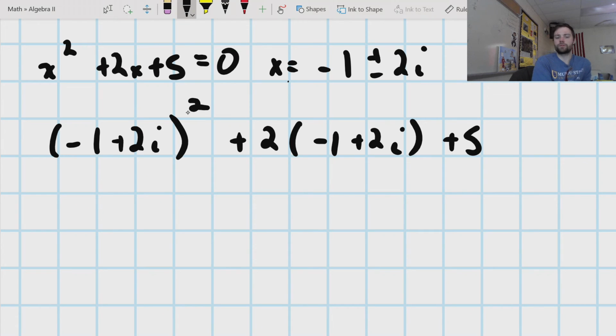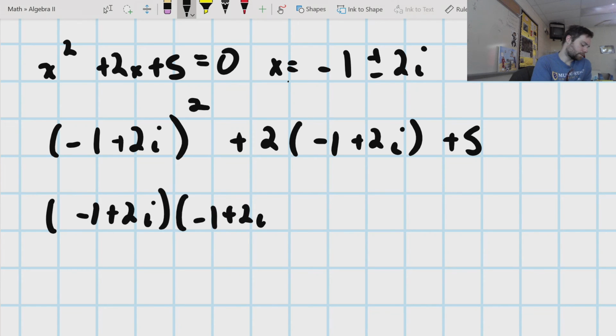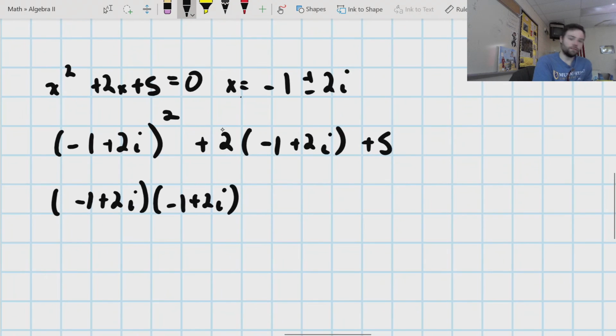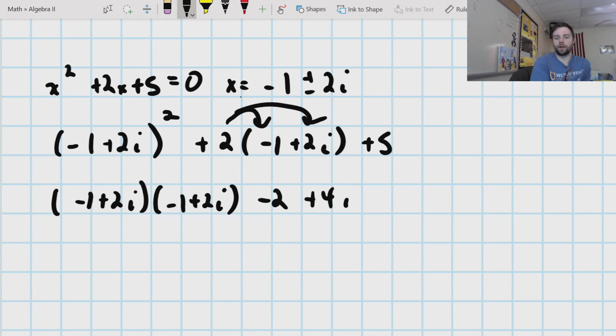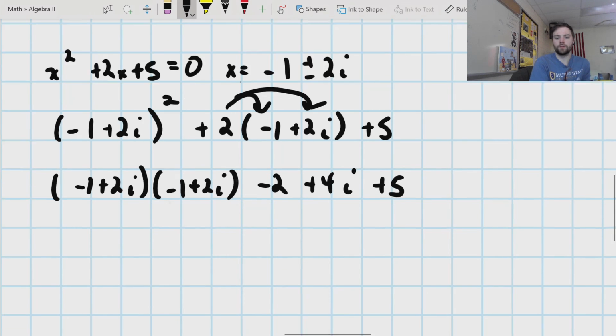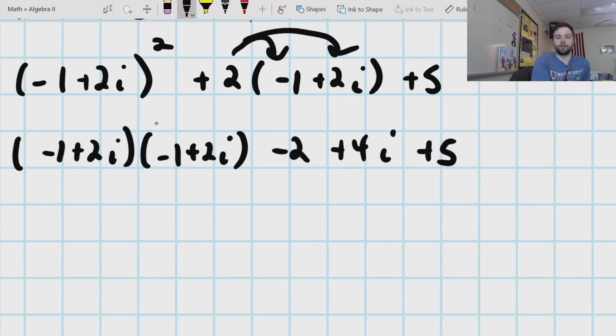So whenever you square a quantity like this, don't distribute the square. I've said this a few times, but you might not remember it. But don't distribute the square. You're going to write it twice. And then this 2 distributes. I get negative 2 plus 4i plus 5. And then I'm going to have to distribute all this stuff out.